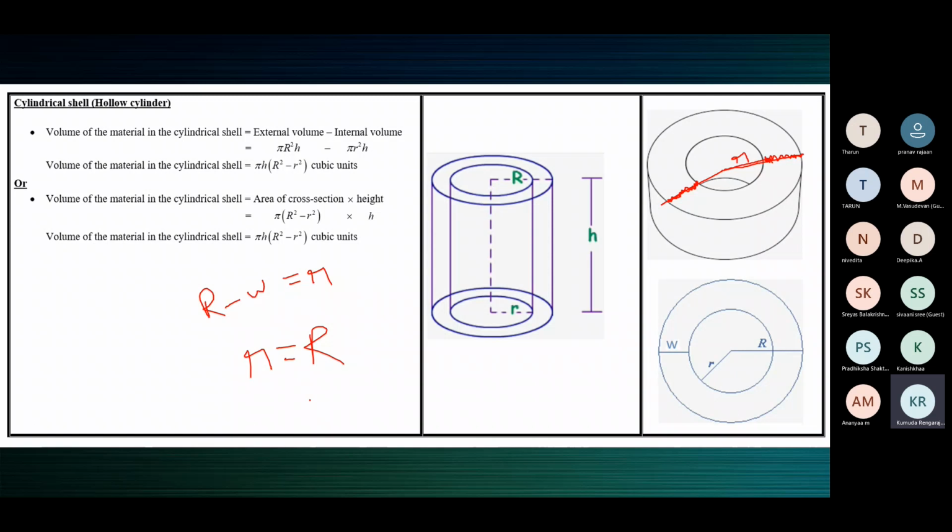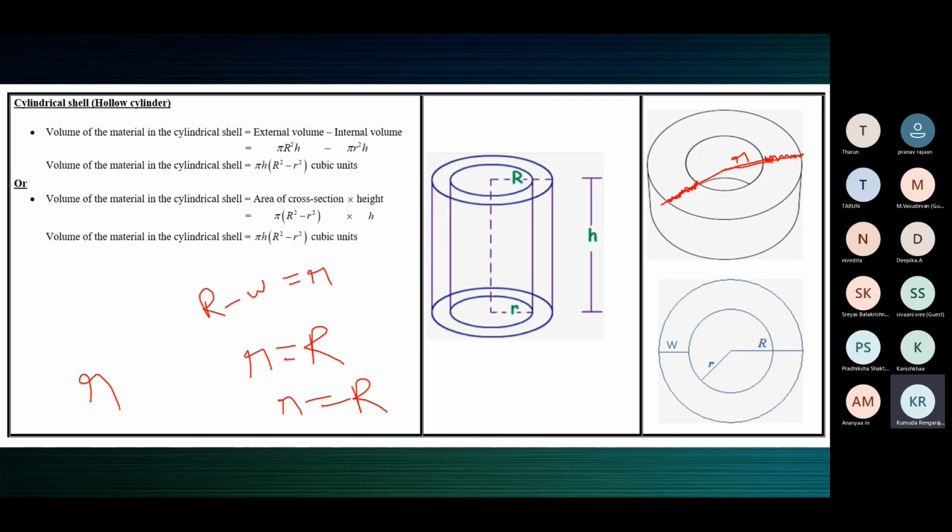So that is the case where both the R's, if at all you want to take 2 R's, are the same. Both will have the same value. So we'll have only 1 R in the formula when the wall of the cylinder is very thin.